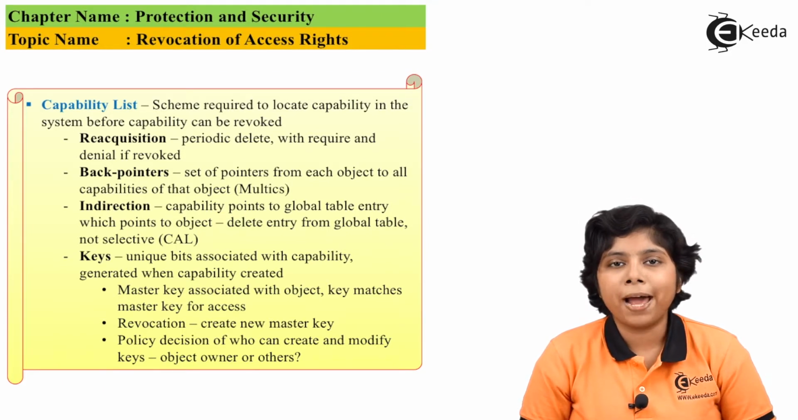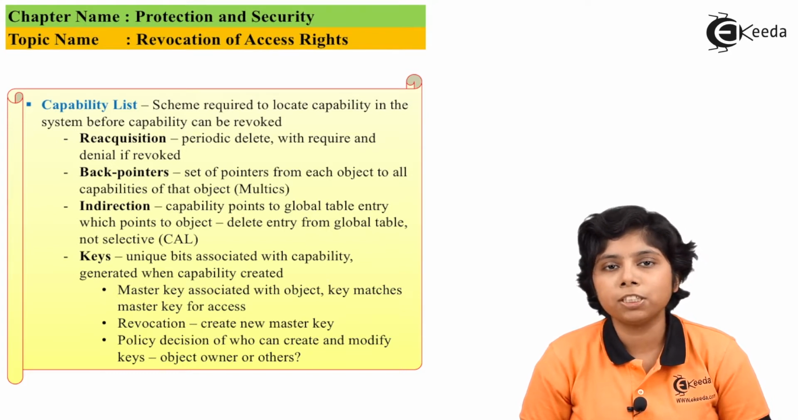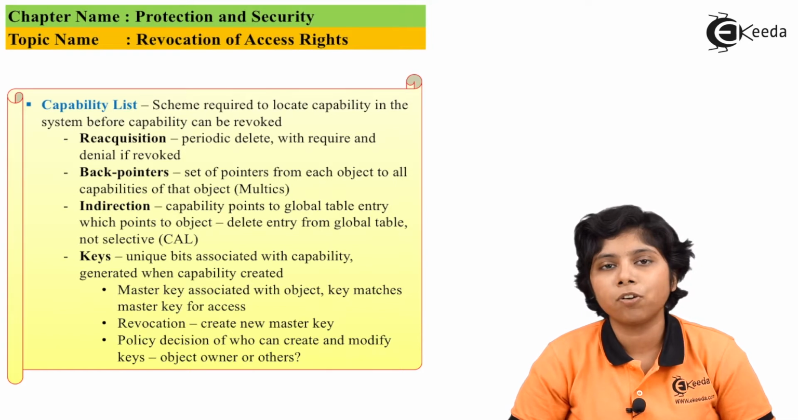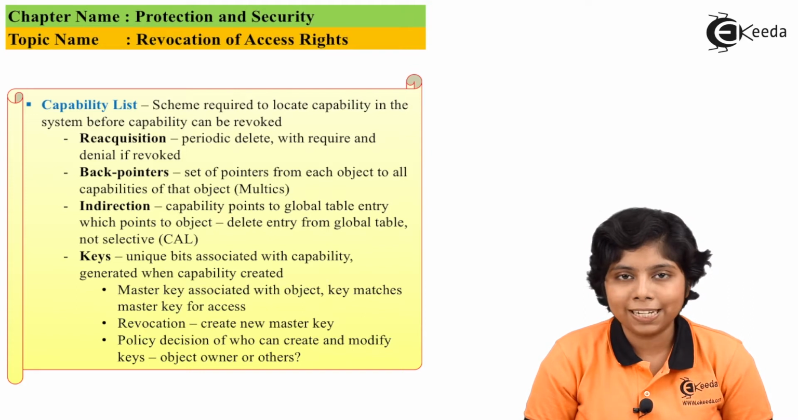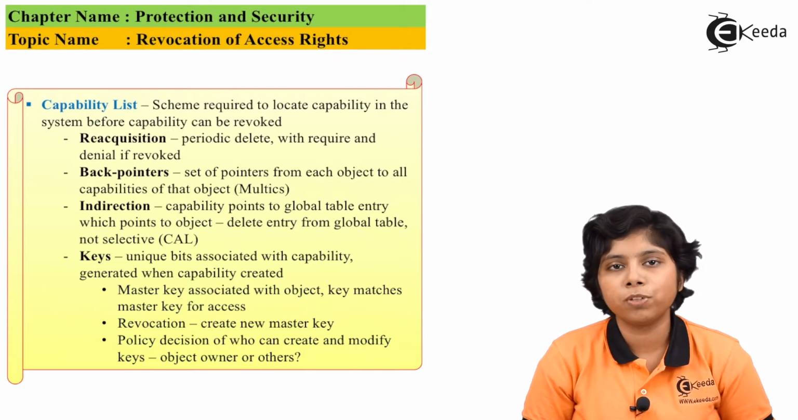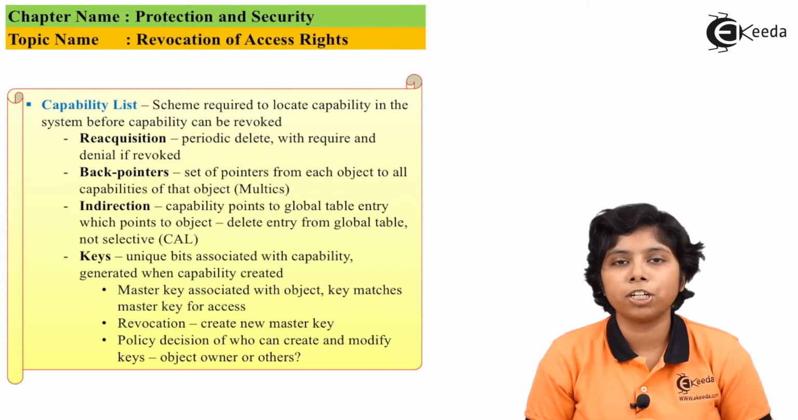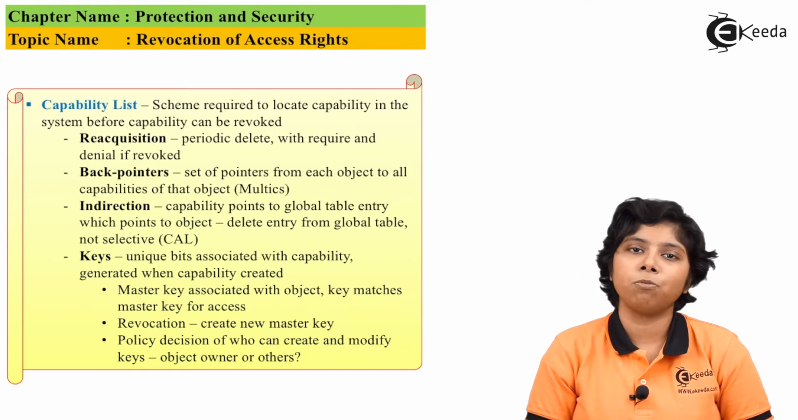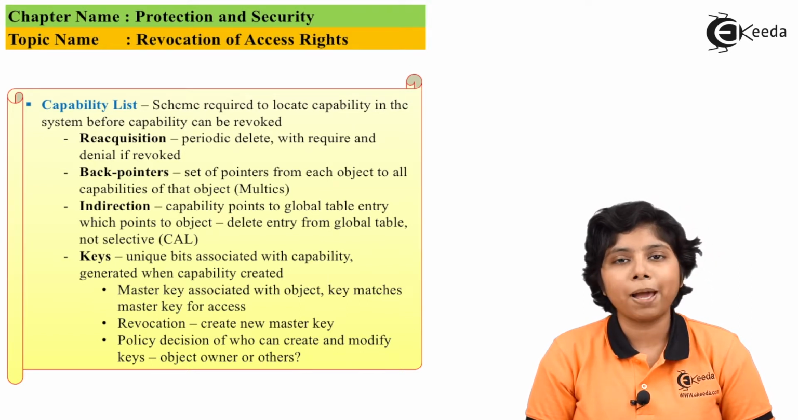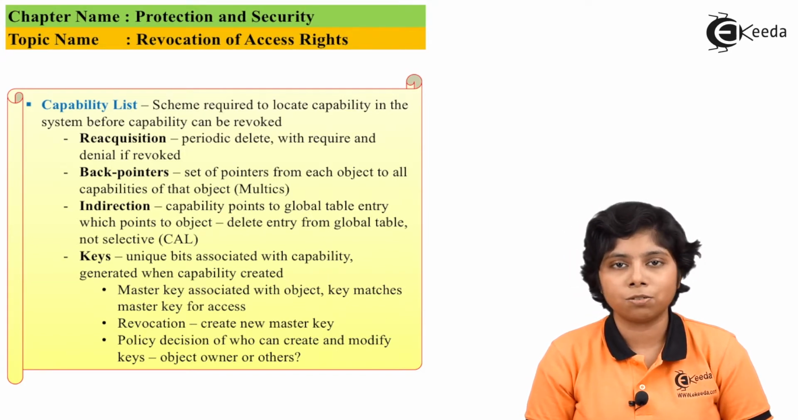The next scheme is the back pointer. A back pointer is a pointer from each object to all the capabilities that point to that particular object. So if an object is removed from the capability list, then all the capabilities attached to this object will also get removed. So here we cannot perform selective revocation of rights, because the revocation will be general and for all the users if an object or the capability gets removed. As the back pointer is pointing to the object itself, removing the pointer will remove the access rights.